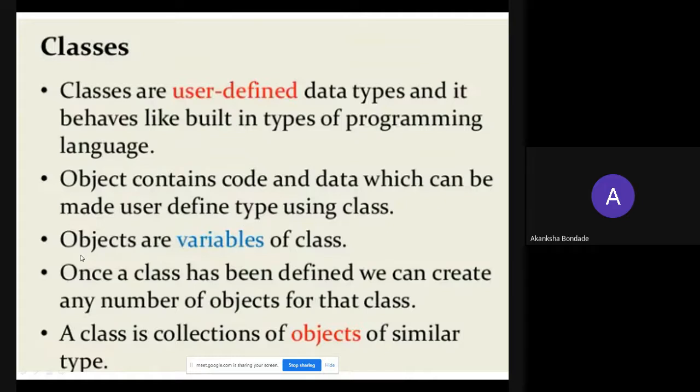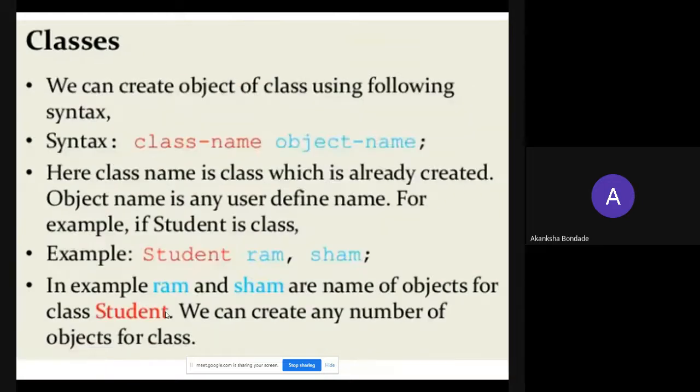Objects are the variables of a class. Once a class has been defined, we can create any number of objects for that class. A class is a collection of objects of a similar type. A class encapsulates data members and member functions. We can create an object using the following: first the class name and then the object name. Here the class name is a class which is already created, and the object name is any user-defined name.